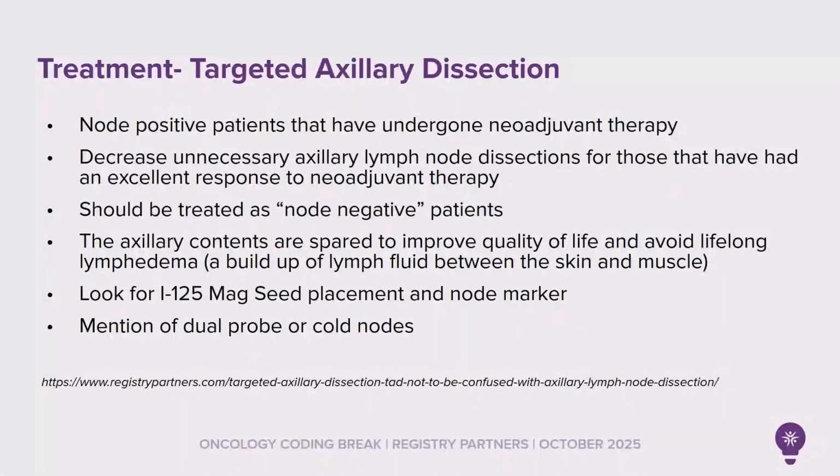Some tips to identify these are to look for a placement of an I-125 mag seed and a node marker. The use of probes to locate those nodes. They may be stated as a dual probe, one for the sentinel lymph node and one for the mag seed. Nodes are selectively removed and then done with a sentinel lymph node biopsy. These nodes may be referred to as cold. To identify a true axillary lymph node dissection, level 1 and 2 nodes within the anatomical triangle would have to be removed. I've also included a link at the bottom of the slide with a posting describing this procedure in more detail.